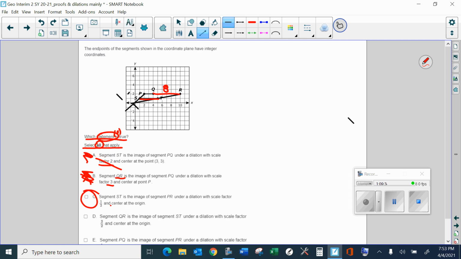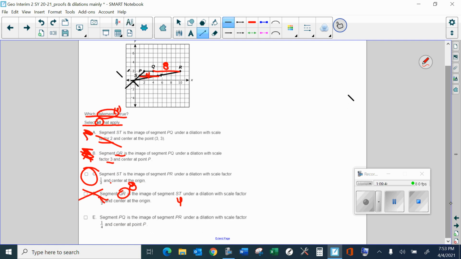It was 4 to 8. So that would be a scale factor of 2. Remember, you got to go in order. QR, that's my 8. ST is my 4. 8 divided by 4 is 2. So it's not 3/2, it's 2. So that's gone. Last one, segment PQ.